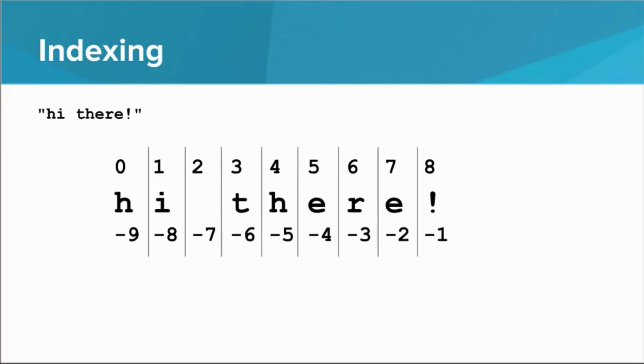Each character can also be identified with a negative number. The rule here is that the last character always has the index negative 1, and as you go left, the indices go down by 1 each time.